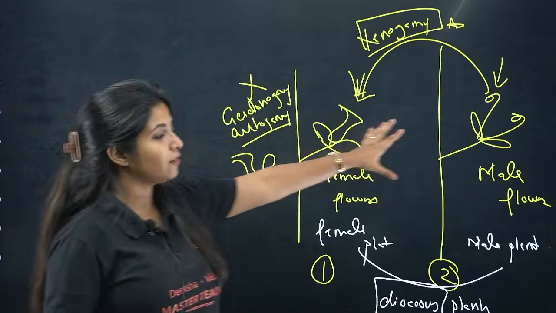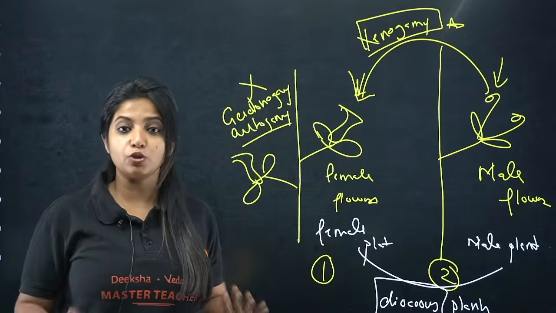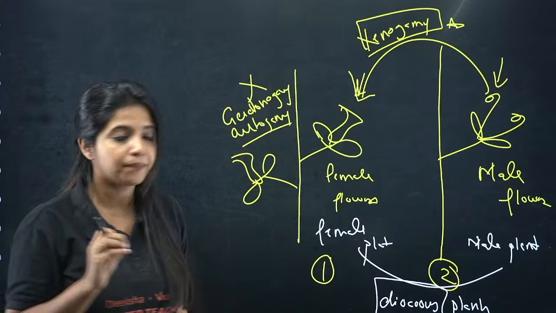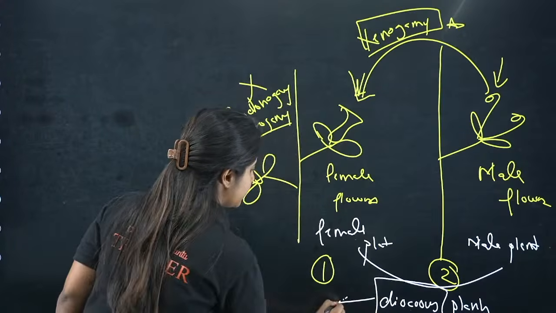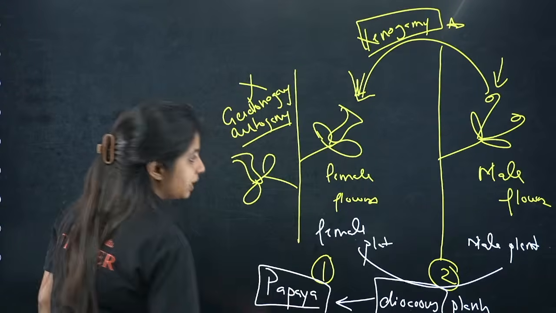Here unisexual flowers work like this. Only xenogamy is going to happen. Geitonogamy and autogamy are not going to happen. Guys, is it clear? It is a very, very, very important thing. Example for this dioecious plant is papaya. Papaya. Very, very important.